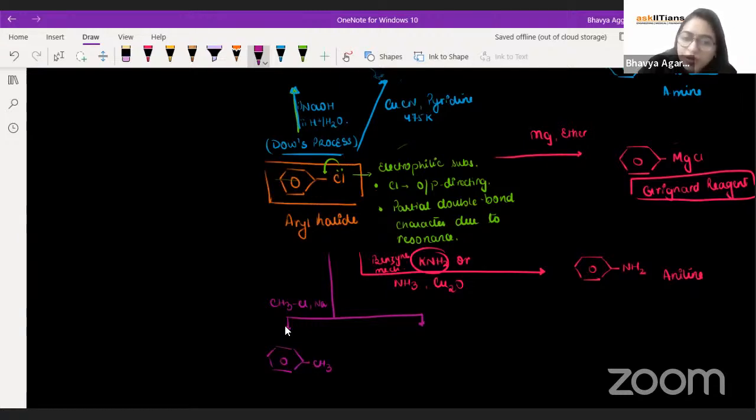So basically what is it doing? One part is alkyl halide and one part is aryl. So it is the Wurtz-Fittig reaction. And when you are just using two aryl halides, then it is Fittig. And you get a diphenyl ring here, or you call it a biphenyl ring.